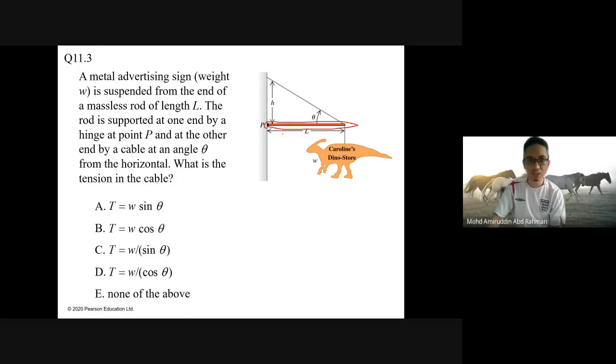Maybe it's very, very small, so you can ignore that. The rod is supported at the end by a hinge at a point P, so there's a hinge over here, and at the end by a cable. So you have a cable over here, and also a cable over there. This cable makes an angle theta with the rod. What is the tension in the cable? All right, so how do you solve that?